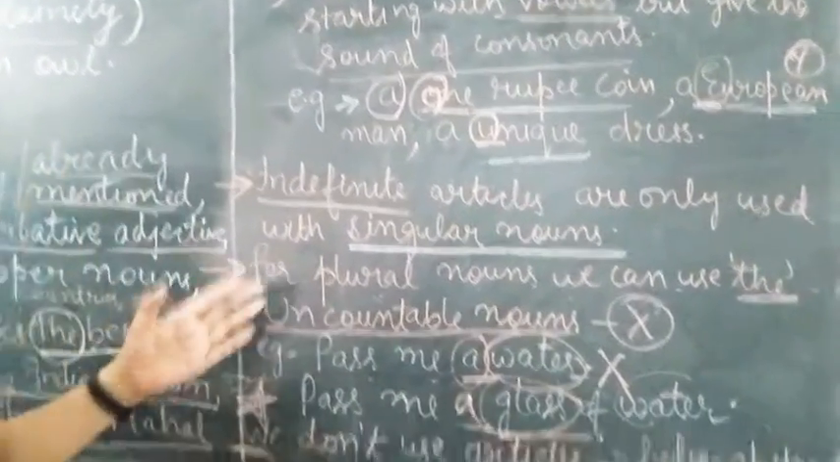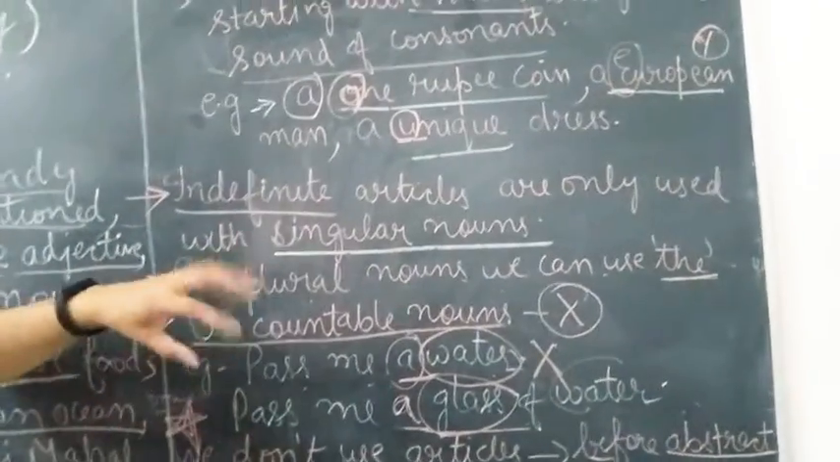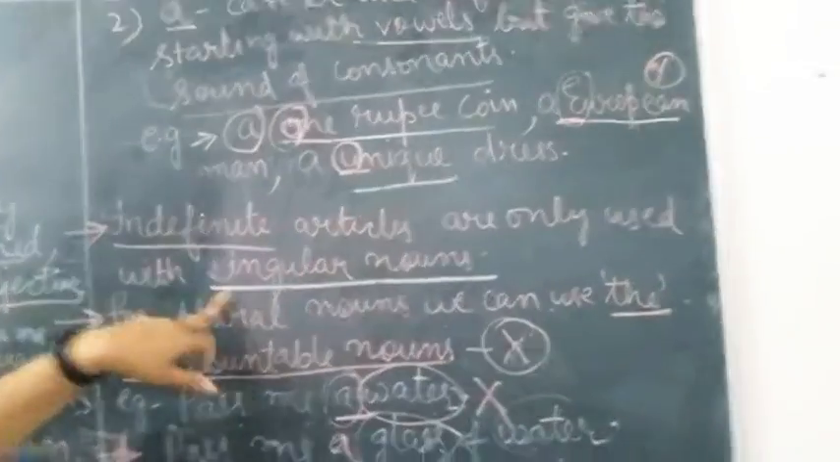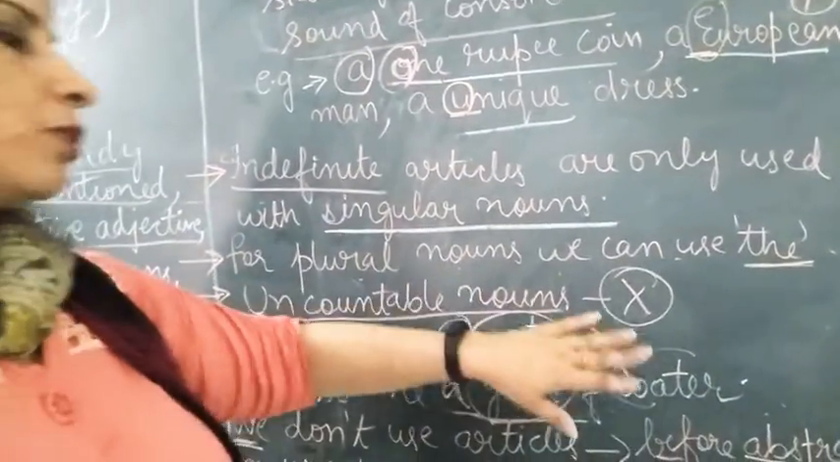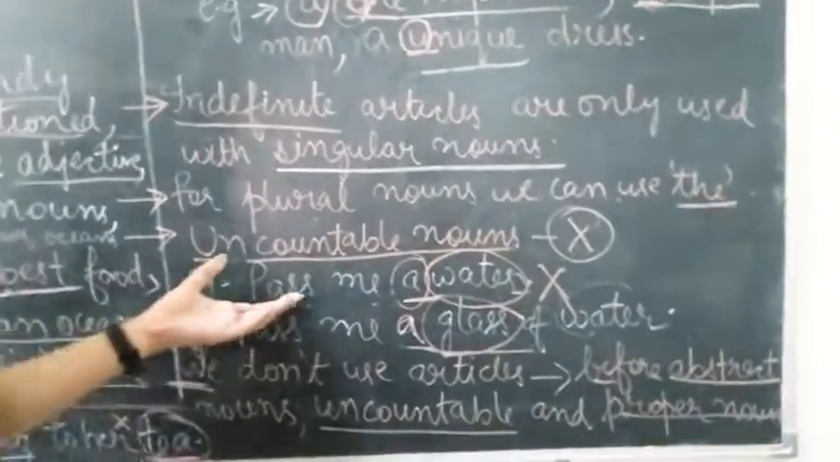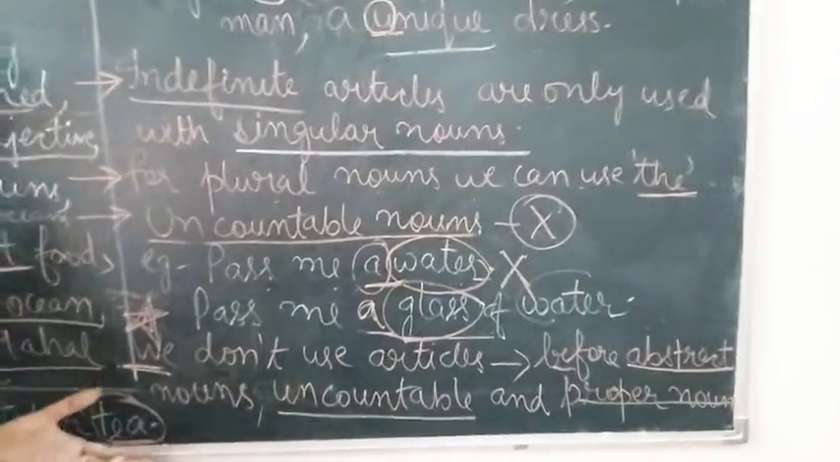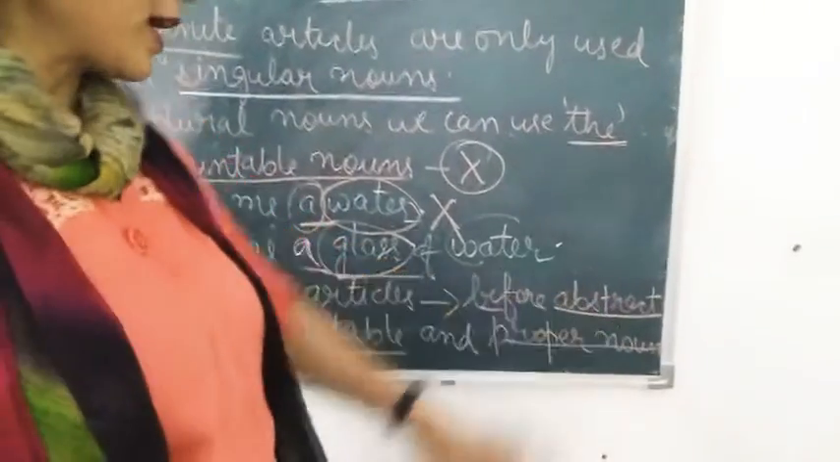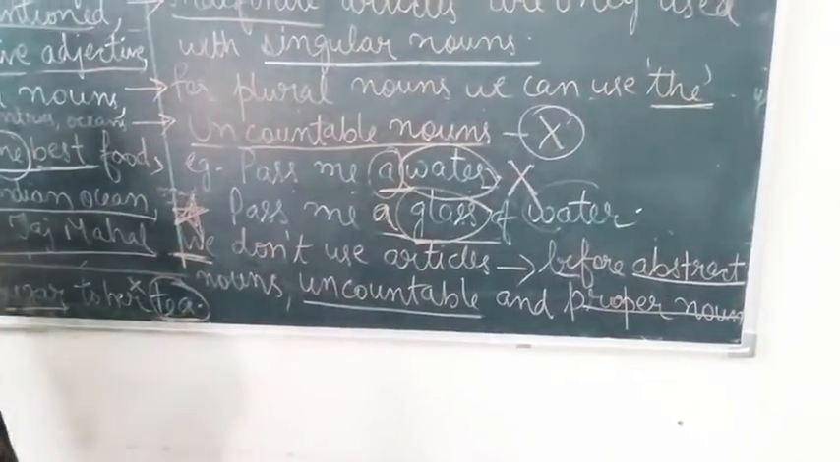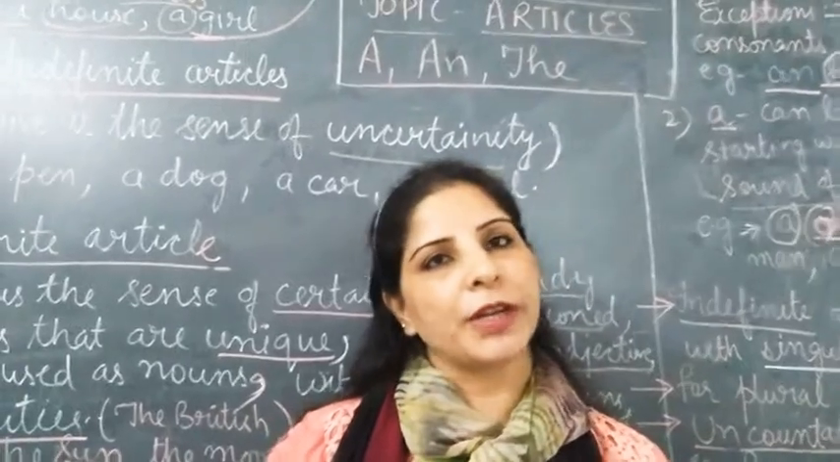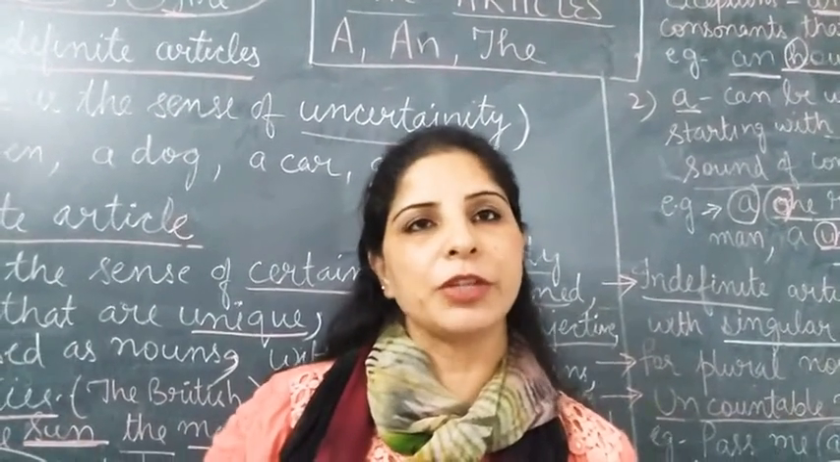Then where we can't use articles and where we need to use them: indefinite articles are only used with singular nouns. For plural nouns we can use the, and with uncountable nouns we don't use any article. I have taken an example here. Another scenario where we need not use any article is before abstract nouns, uncountable nouns and proper nouns. So dear students, I hope you have understood the articles now.